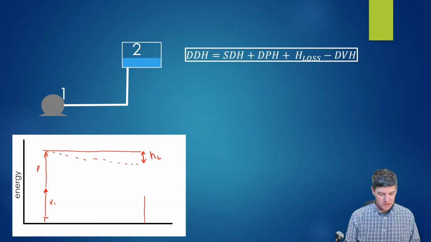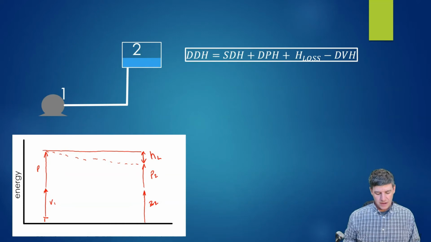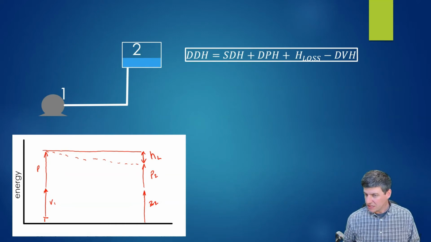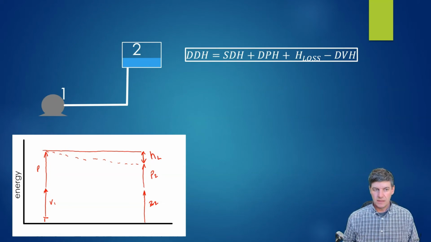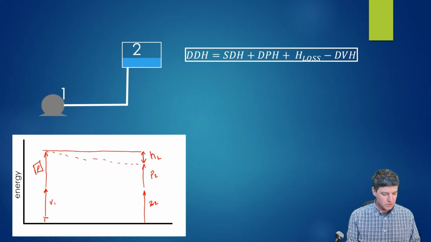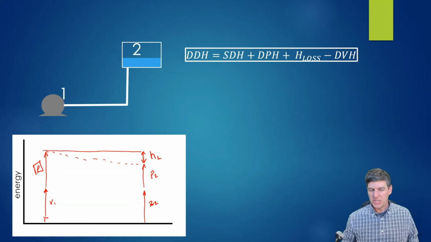My Z value increases as it goes up in height. And I have a pressure head that exists. So that would be my Z2. And then I don't have a velocity component because it comes to rest at the surface of that tank. Okay, so what I'm left with is a number of different energies.